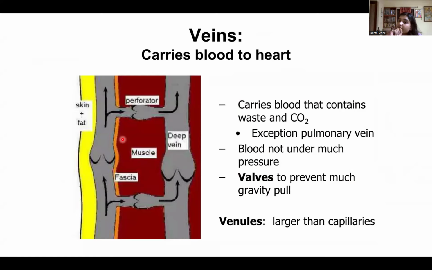Valves are present in veins to prevent the gravity pull. Sometimes deep veins are present, right? So in this deep vein, sometimes under gravity, the blood can flow down also. To prevent that, there are valves present and there are perforators. Perforators means between the superficial and the deep vein, a connection is present.